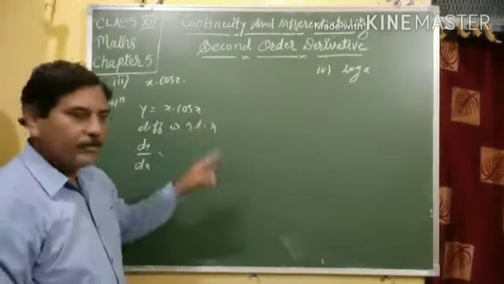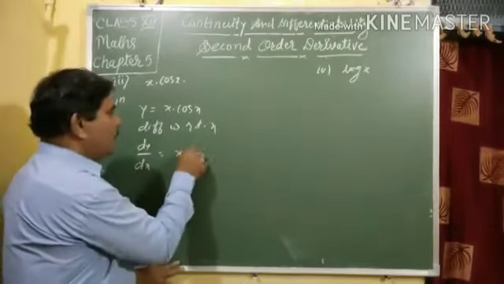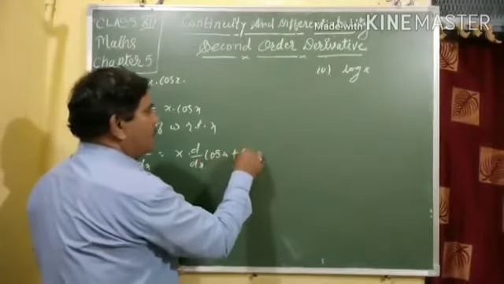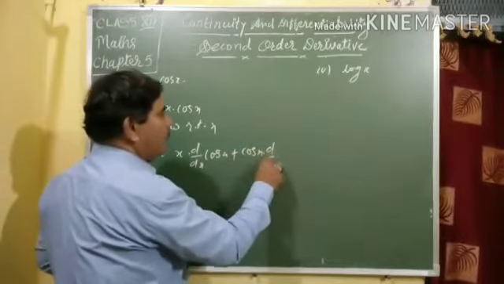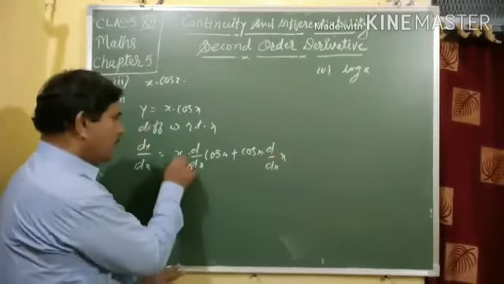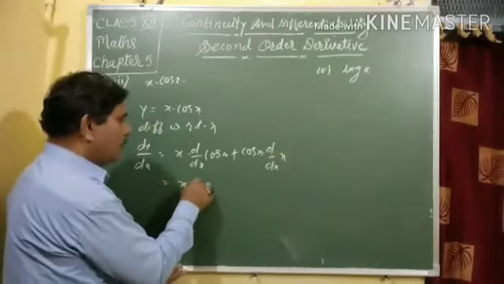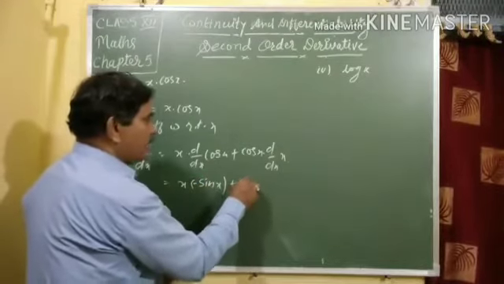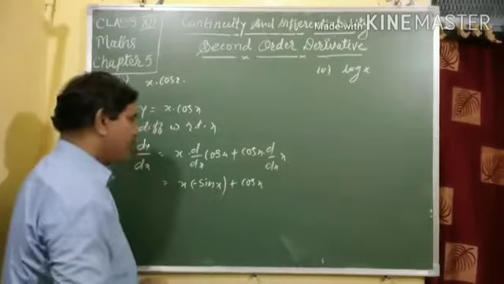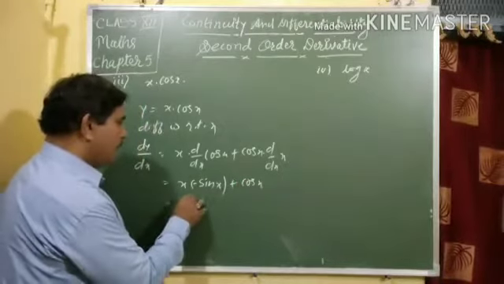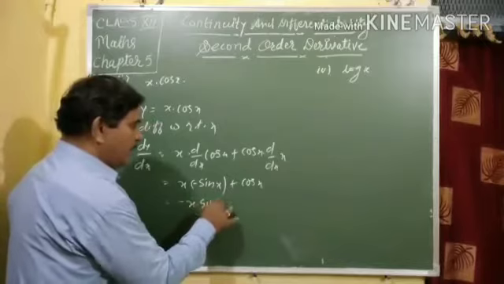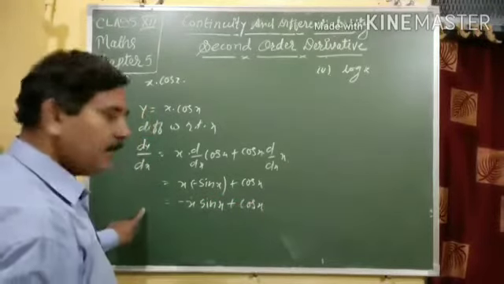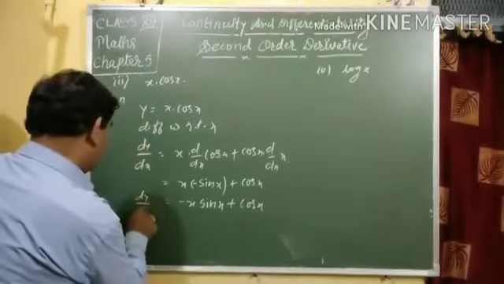Here product rule we have to use. So first into derivative of second plus second into derivative of first. So what will you get? This x into derivative of cos x, that is minus sin x, plus cos x into derivative of x, that is 1, is equal to minus x into sin x plus cos x. Okay, now this is the value of dy by dx.